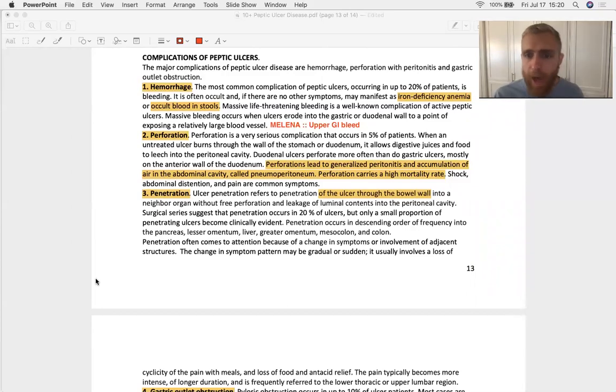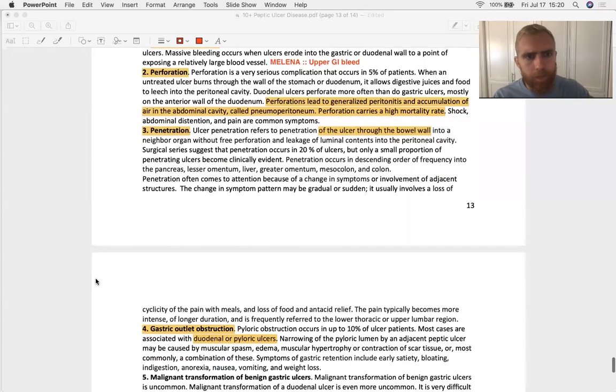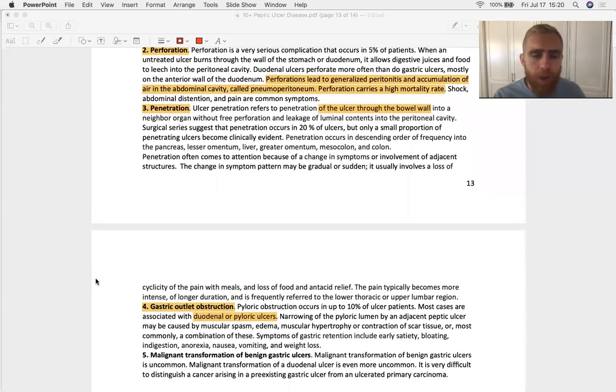Perforations can lead to a peritonitis, which is going to be an infection of the peritoneal space. You might see a pneumoperitoneum. We'll learn more about that in clinical medicine, I'm sure. And that's an emergent sort of situation. Penetration is whenever an ulcer dives into a neighboring organ. Now, this can compromise the function of the neighboring organ. And what's right next to the stomach? Well, the pancreas is next to it. The liver's kind of next to it. The colon is certainly next to it, the large intestine. So that would be a very bad complication.